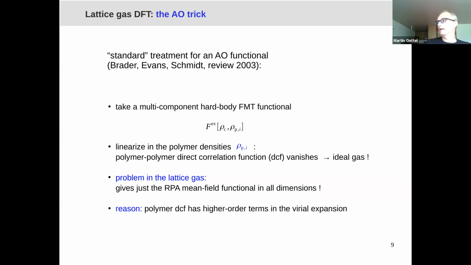The problem in the lattice gas is that this gives just the RPA mean field functional in all dimensions. So it generates, also in one dimension as well as in the higher dimensions, a model which has phase transitions in all cases. And there is a reason for it, which shows up very severely in the lattice gas model. Actually, the polymer direct correlation function is not zero in the full model, but it has higher order terms in a virial expansion in the densities, starting from a fourth order term, and especially for the lattice gas, these terms apparently are very important.